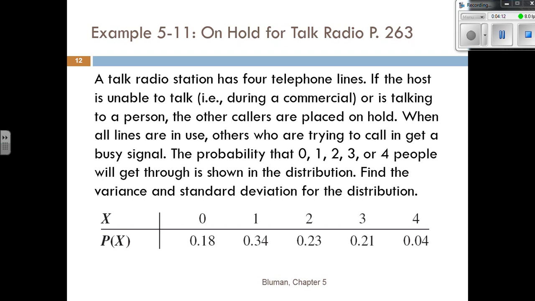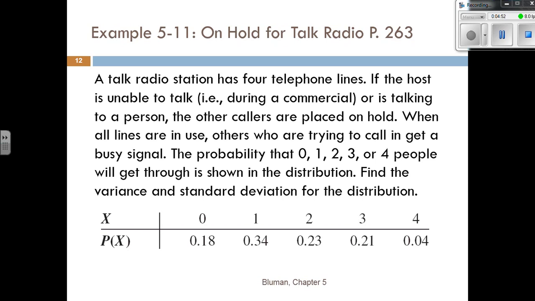A talk radio station has 4 telephone lines. The host is either unable to talk or is talking to a person, and the other callers are placed on hold. So I have four telephone lines. If for some reason the DJ is away from the desk and can't talk, or if they're talking to another person, the other callers are placed on hold. When all the lines are in use, others who are trying to call in get a busy signal. The probability that 0, 1, 2, 3, or 4 people will get through is shown in the distribution.